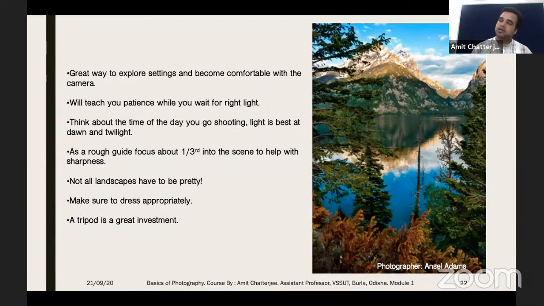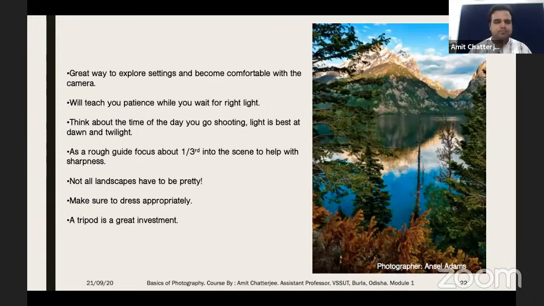Then we will understand what exactly the requirement is, and why we photograph. Sometimes it's just a hobby, but when you take it as a profession, what is it that you want to showcase, or what is it that makes your every click matter? We will talk about that when we are talking about photojournalism. Just one thing: it need not be pretty all the time.